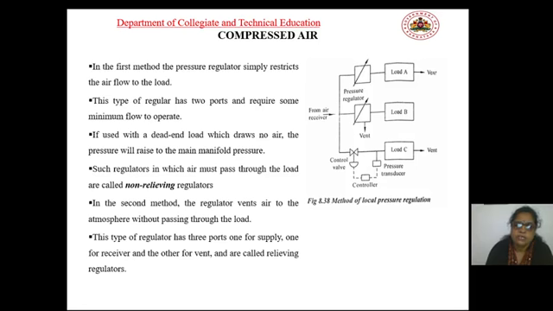In the second method, the regulator vents air to the atmosphere without passing through the load. So without passing through the load, air directly passes to the vent, which you can observe in the figure at the center area. This type of regulator has three ports, one for supply, one for the receiver, and the other for the vent, and hence it is called a relieving regulator.